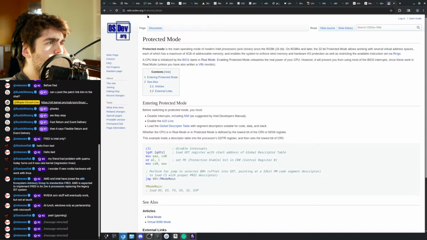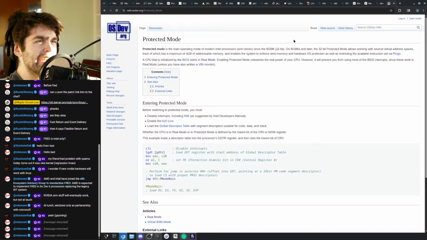Protected mode is the main operating mode of modern Intel processors and clones since the 80286 on. 80386 and later, the 32-bit protected mode allows working with several virtual address spaces, each of which has a maximum of 4 GB of addressable memory, and enables the system to enforce strict memory and hardware I/O protection, as well as restricting available instruction sets via rings. Okay, cool.